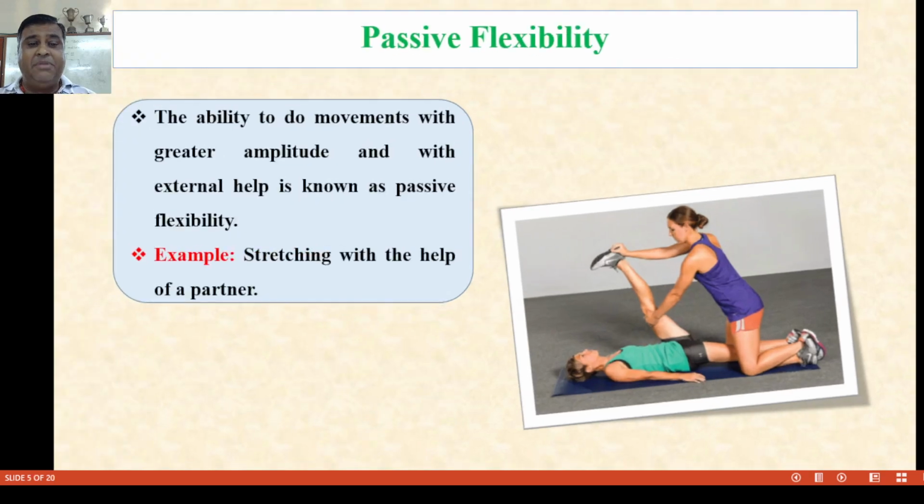Now passive flexibility. What do you mean by passive flexibility? Passive flexibility is the ability to do movements with greater amplitude with the use of some external help, and that is called passive flexibility. An example is stretching with the help of a partner.